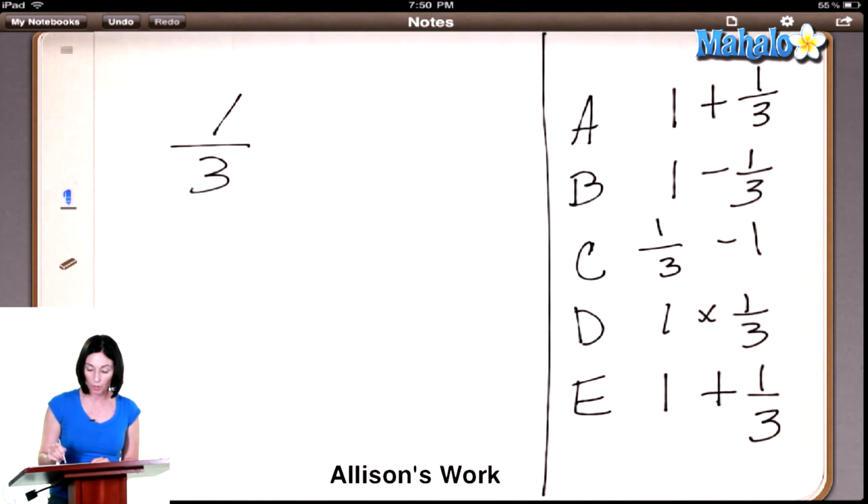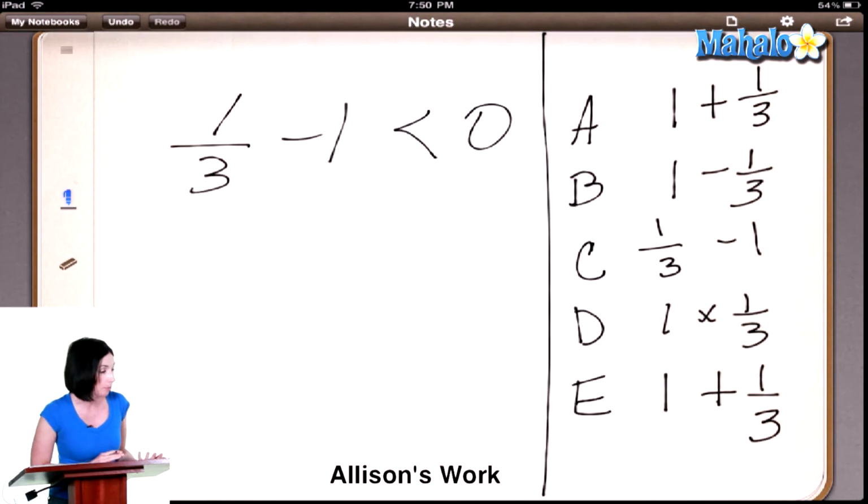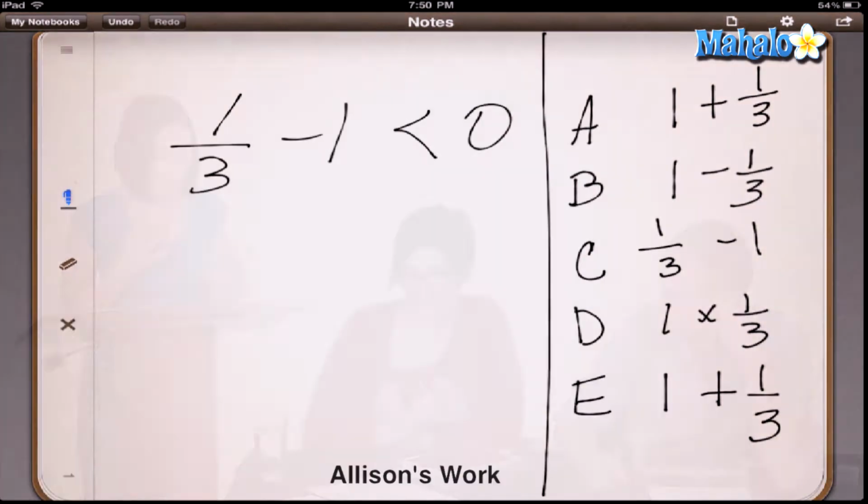Right. And it's minusing 1. Exactly. You're subtracting a larger number from a smaller number. So for sure, when you subtract 1 from 1/3, you're going to get a number that's less than 0. It's going to be negative. None of the other numbers can possibly be negative, right? Because we're either adding or multiplying positive numbers. The only other subtraction we have is B, and in 1 minus 1/3, 1/3 is smaller than 1, so we're still going to be greater than 0.